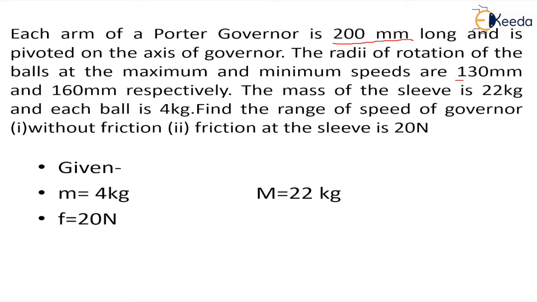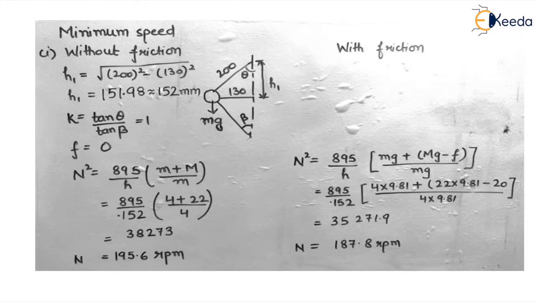Whenever you are doing any numerical, it is always advisable to write all the given data first and then proceed further. So firstly, we'll draw a simple diagram. The length of the arms is already given as 200. The radius of rotation for minimum speed is given as 130 mm. And this is h1, the height of the governor. Height of the governor is the vertical distance between the axis of rotation of the balls and this point, which we generally denote by O, the point of intersection of the upper arms.